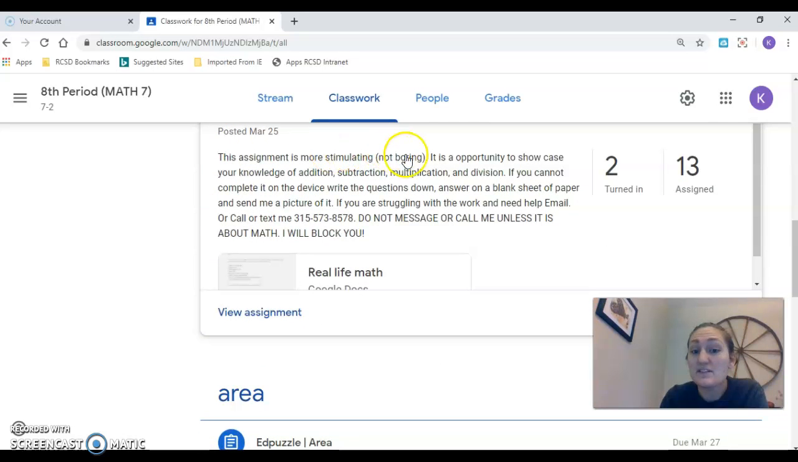So this assignment is more stimulating, not boring, as an opportunity to showcase your knowledge of addition, subtraction, multiplication, and division. If you cannot complete it on the device, write the questions down on a blank sheet of paper and send a picture of it. If you are struggling with the work and need help, email, call, or text me. Do not message or call me unless it is about math.